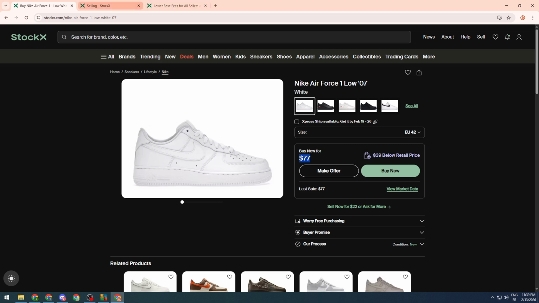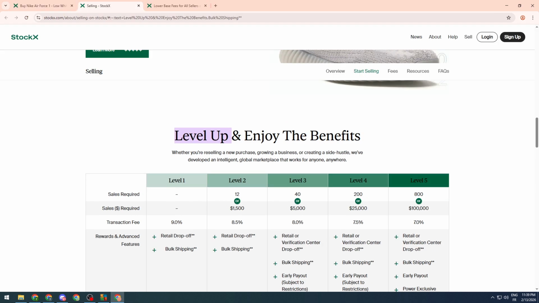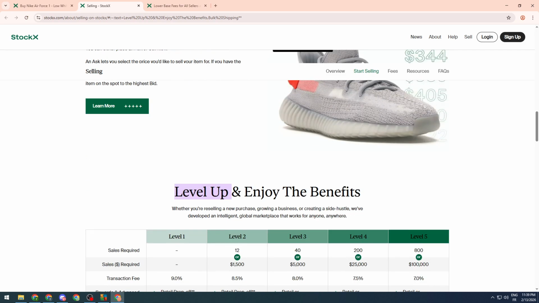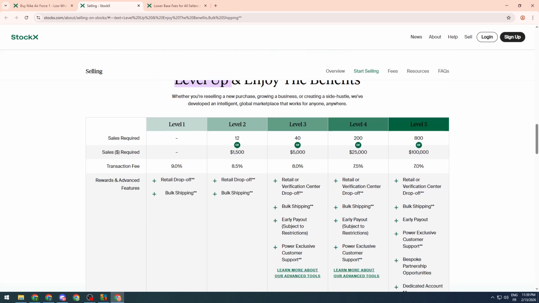So there is a plan on StockX. There is kind of like a level in progress. So depending on your level, you will be getting less commissions or they will take less fees from you. So let's go and read this out. There are 5 levels on this platform. Level 1, level 2, 3, and 4, and finally 5.